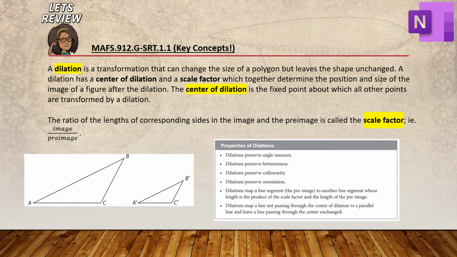So SRT 1.1 really just goes over the basics of a dilation. We know a dilation changes the size of any polygon through a transformation, and there's always a center of dilation and a scale factor involved. We know that the scale factor can be found by dividing the image over the pre-image. And there are some properties of dilations here that you can review.